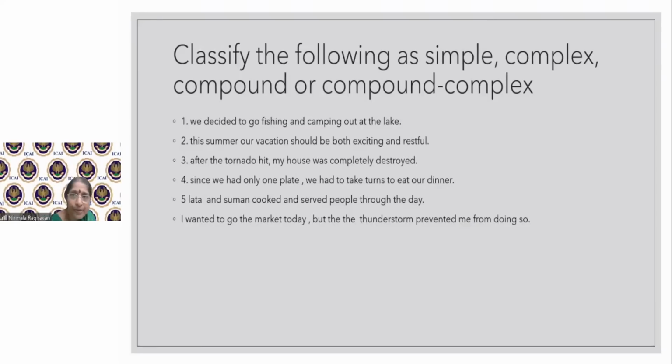Classify the following as simple, complex, compound, or compound complex. So one sentence can have a compound and a complex sentence. Now we are going to see how to identify that. Now look at this. We decided to go fishing and camping out at the lake. I know I have the answers here. There are 6 sentences, so I'll give you 6 minutes.